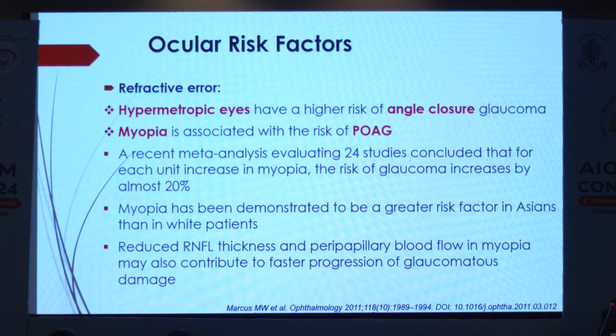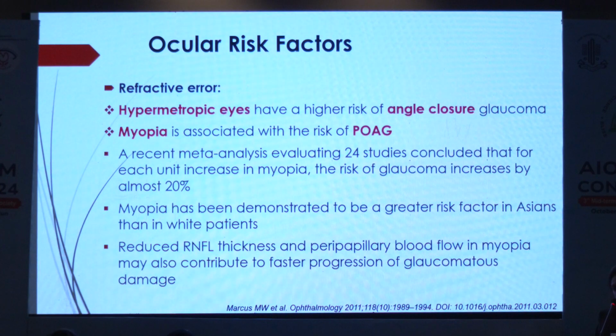Then we have the refractive error. Hypermetropic eyes are smaller eyes, so they're more prone to develop angle closure, as compared to myopia, which is associated with an increased risk of POAGs. And in myopia, it is not just the refractive error, it is also the reduced RNFL thickness and the peripheral blood flow, which is affected in these cases, which leads to a faster progression. So not only is the prevalence high, but there's also a faster progression.